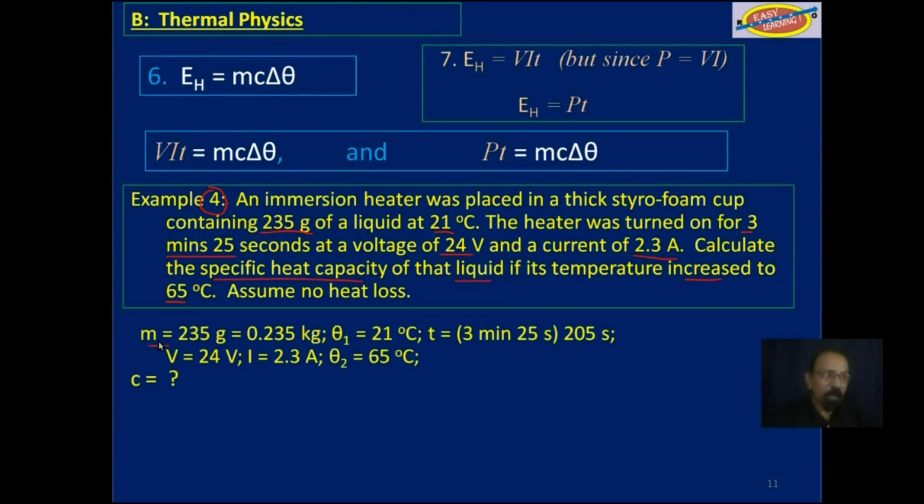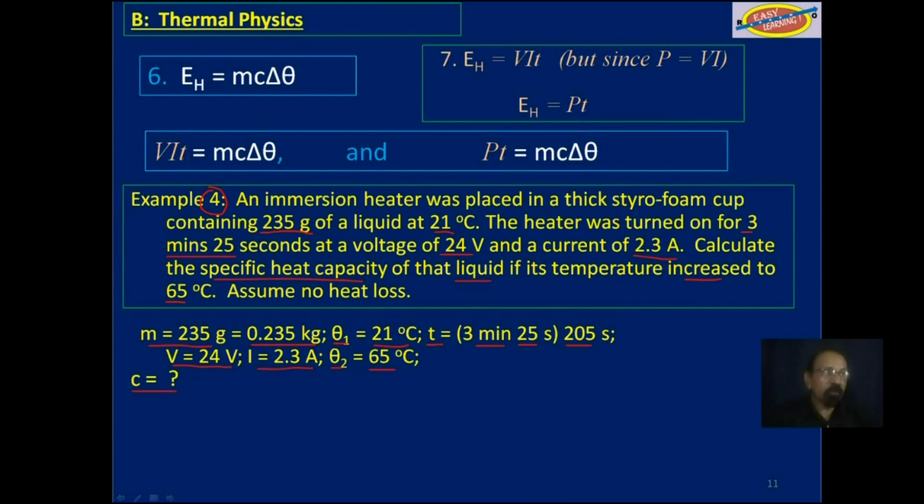So as usual, we will write down the data that we are given. So we know the mass is 235 grams converted to kilograms, 0.235. We know the original temperature is 21 degrees Celsius. We know the time is 3 minutes, 25 seconds, converted to seconds would give us 205 seconds. We know the voltage is 24 volts, the current is 2.3 amps, and we know the final temperature as well as 65 degrees Celsius. We want to find C.